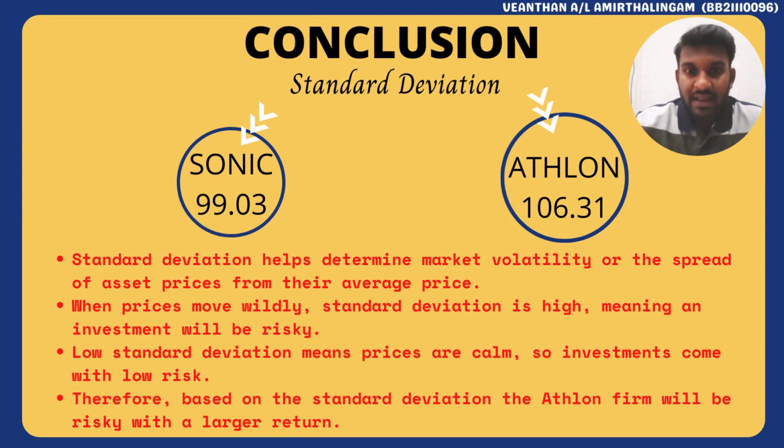In conclusion, the standard deviation for Sonic and Athlon is different. For Sonic it is 99.03 and for Athlon it is 106.31. This standard deviation helps to determine the market volatility or the spread of the asset prices from their average price. When the price moves widely, the standard deviation is very high. That means the investment will be very risky. Whereas a lower standard deviation means the prices remain calm, so the investment will come with a low risk. Therefore, based on the standard deviation, the Athlon firm will be risky with a larger return and the Sonic with lower risk and lower return.